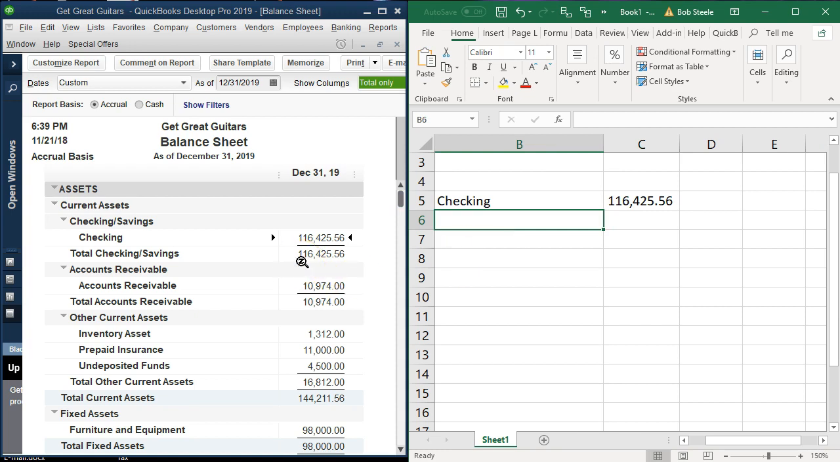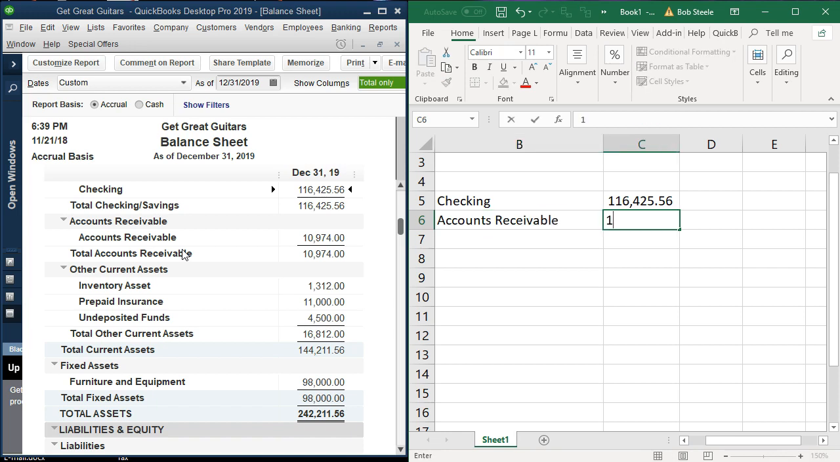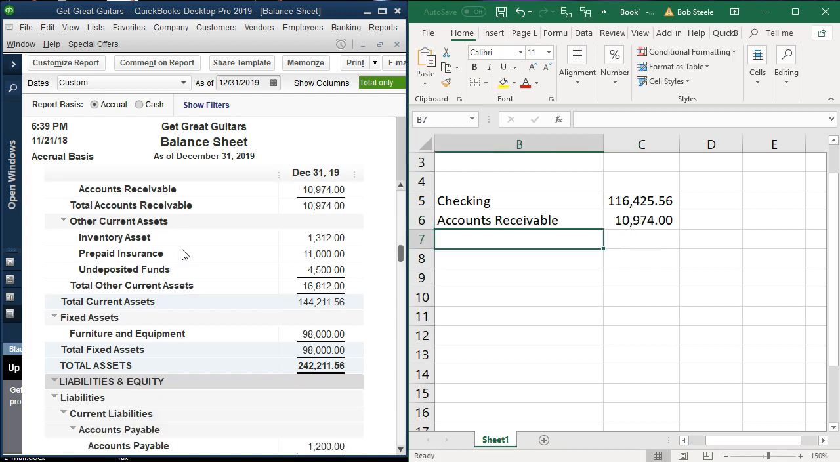Then notice we have a subcategory. We're going to remove all subcategories because we don't need them. We want to eliminate all the added information. Accounts receivable. If I misspell anything, I apologize. This is just an example. 10,974, also a debit, therefore positive. Then we're going to go to other assets, and I'm going to skip the subcategories. Don't need them. We're just entering them straight in here.